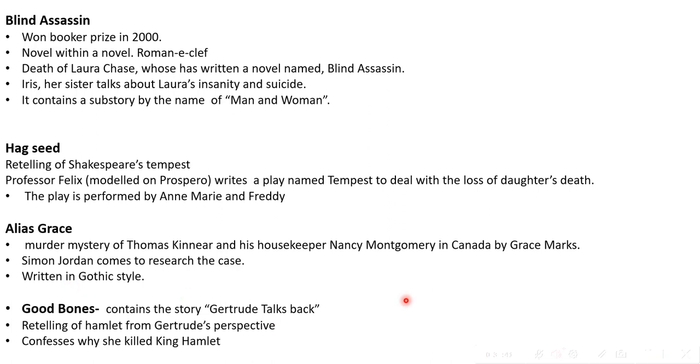The next work I'm going to talk about is Good Bones. This is very interesting because it includes a story called Gertrude Talks Back. So in Good Bones, what happens? There are stories about women who have been portrayed negatively in the literature. The women who have been portrayed as vamps in the literature are given a space in Good Bones. I have taken one story and made a project on it.